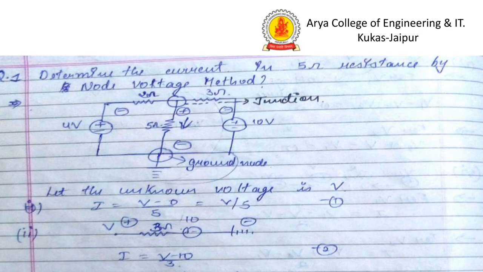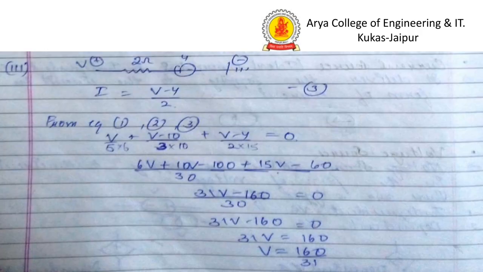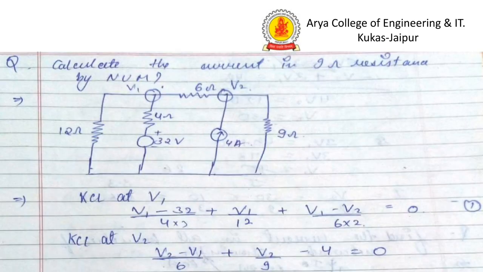Equation 2: across the 3 ohm resistance, V minus 10 upon 3. Equation 3: across the 2 ohm resistance, V minus 4 upon 2. From the above equations 1, 2 and 3 we find the value of voltage V equals 160 upon 31.